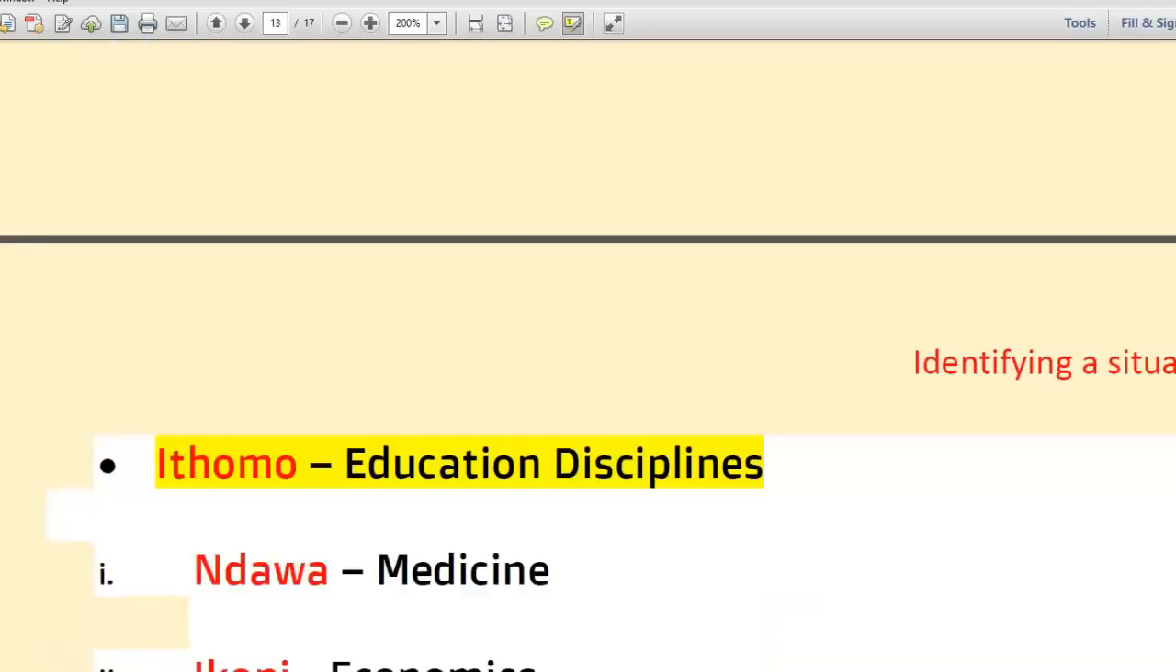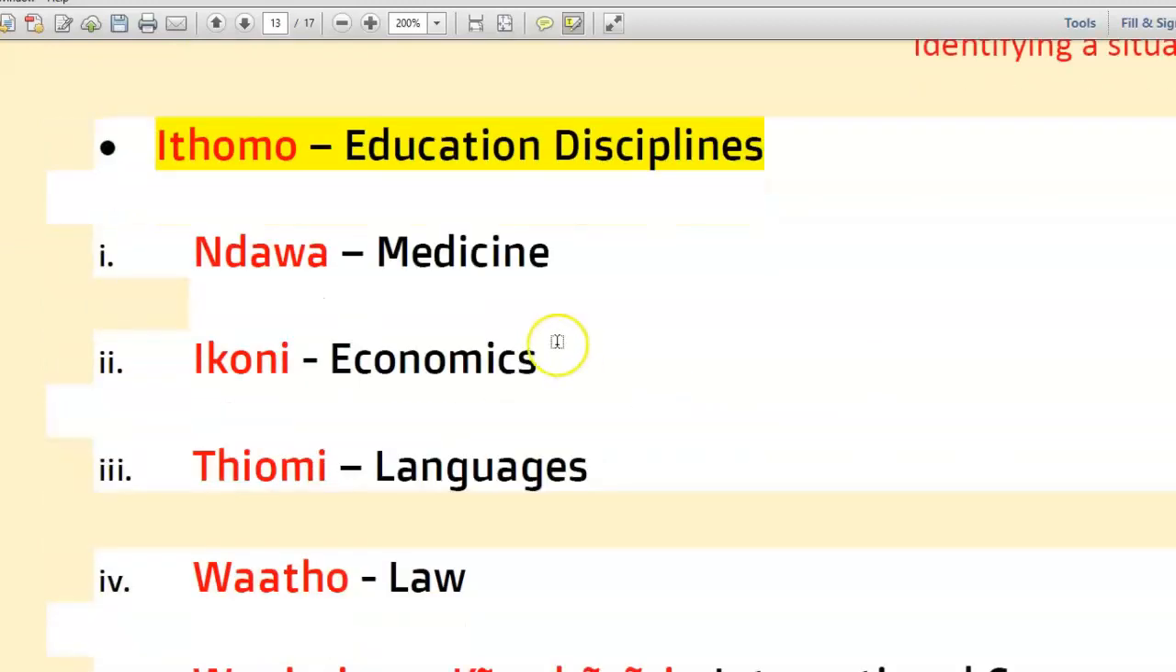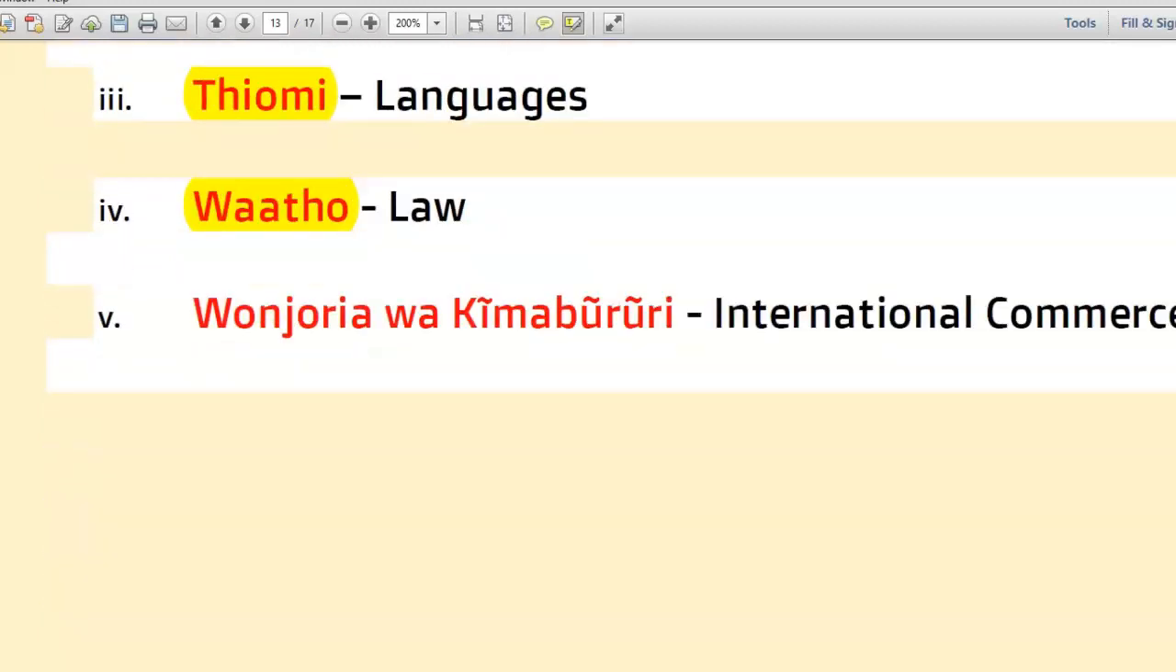We can combine that with a few disciplines, that is education disciplines or courses that people take. Ithomo are educational disciplines. For example, dawa is medicine. Ikoni is economics. Thiomi is languages. Watho is the law. Wonjoria wa kĩmabũrũri is international commerce.